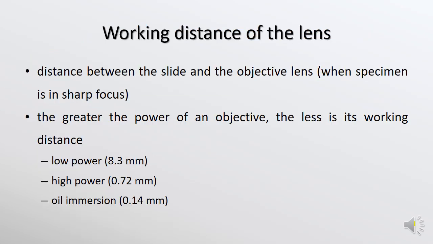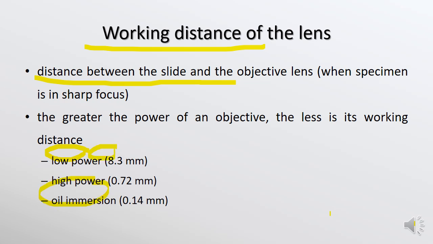Another important thing that you should know about the microscope is the working distance of the lens. The working distance of a lens is the distance between the slide and the objective lens when a specimen is in sharp focus. The greater the power of an objective lens, the smaller the working distance. For example, for the low power magnification lens, the distance is usually 8.3 mm, while for the oil immersion, which is a more intense magnification lens, the distance becomes smaller.